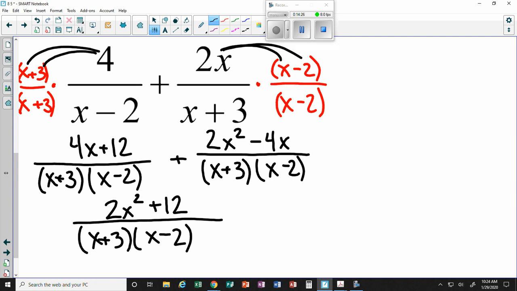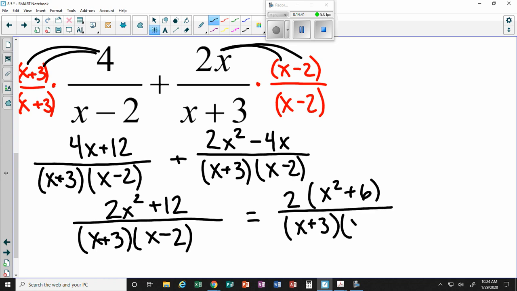Okay, so now I'm going to try and reduce if I can. Well, what can I do to factor the top? Take a 2 out. So I'd end up with x squared plus 6. So, did that help me at all? No, because x squared plus 6, I can't factor that at all, right? Because it's a sum. And 6 isn't a perfect square either. So, alright, so I can't do any of that.